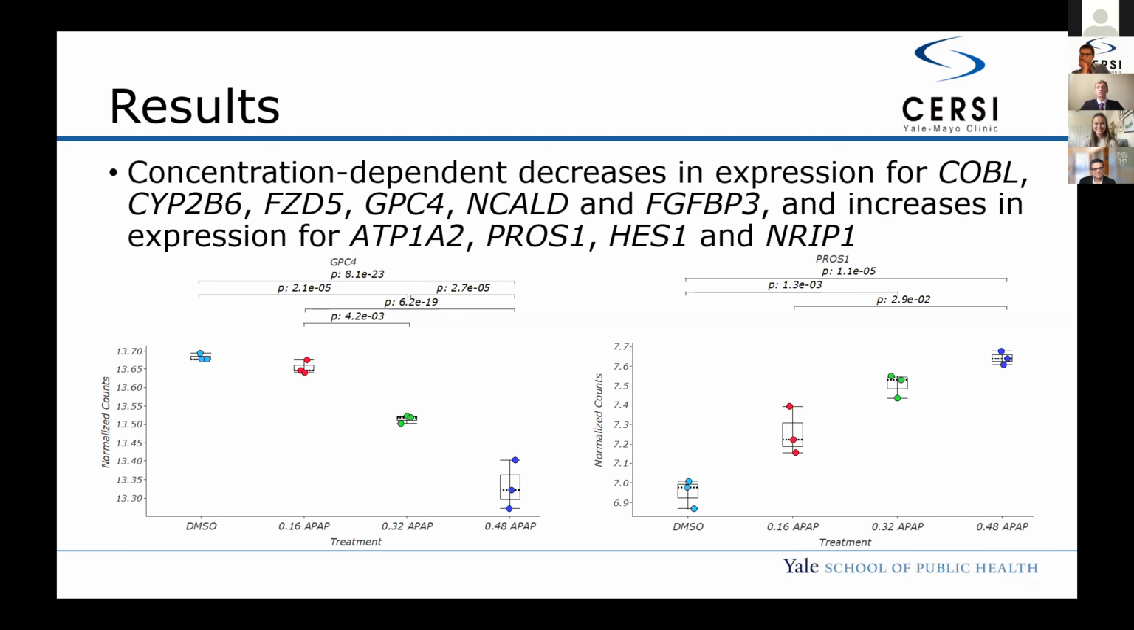All of these changes in gene expression are identical to those described in the autism spectrum disorder literature. And again, that literature is not regarding acetaminophen exposure at all. So these results are unique in that they are almost emulating the autism spectrum disorder literature, but through acetaminophen exposure. Next slide, please.